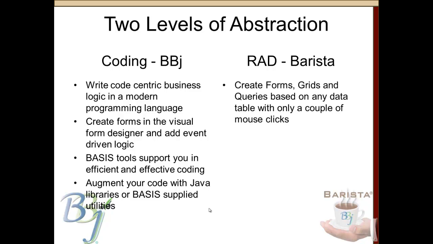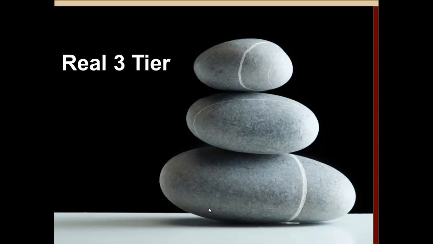In the rapid application development world, we can create forms, grids, and queries based on any data table with only a couple of mouse clicks. Truly a data dictionary-based rapid application development tool. And we can enhance these forms with true business logic in BBJ and Java via the custom point code logic. We deliver full three-tier architected solutions from the application server, the database server, and then the client.